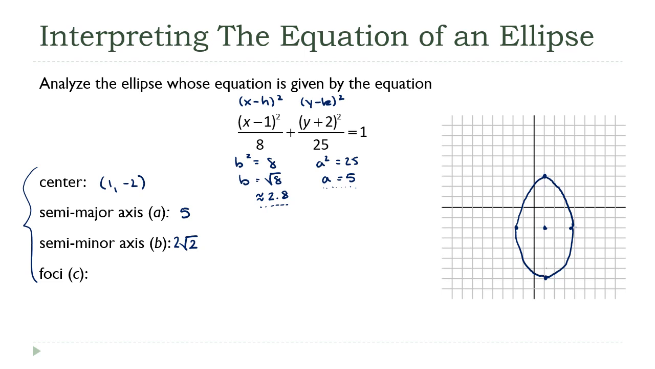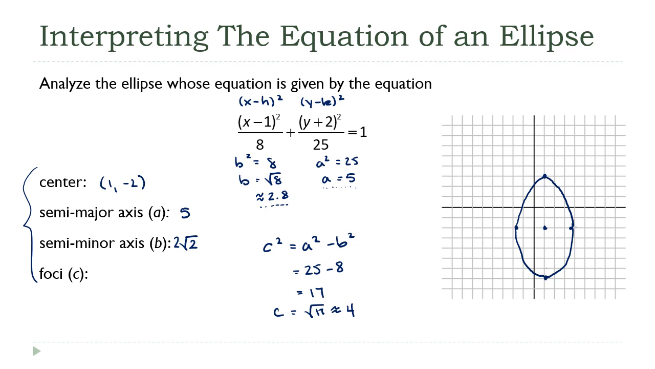All right, so how can we find the focal point? Well, remember, for this, we need this equation that we derived earlier. c squared equals a squared minus b squared. So c squared, that's going to be 25 minus 8, which is 17. So c is the square root of 17, which is, the square root of 16 is 4, and this is just a little more than that, so I'm going to say it's approximately 4.